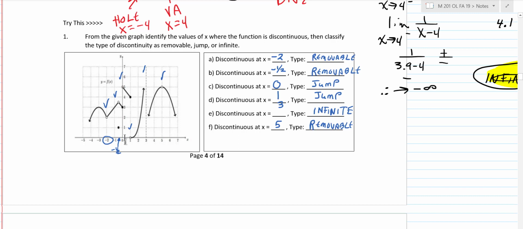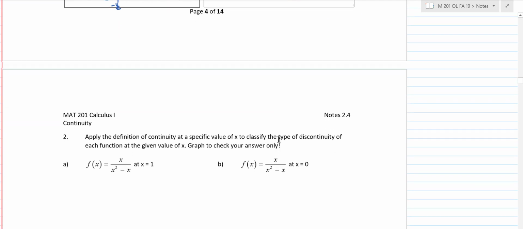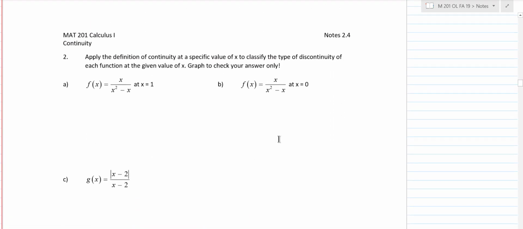So let's see. 0 was jump. That's because the limit does not exist. And the second at 1, that's jump. Again, the left and right hand limits exist, but they're unequal. And then 3 is infinite. The left and right hand limits both go to infinity, plus or minus infinity. And then finally at 5, that's removable. On removable, the limit exists, but the value of the limit is not the same as the function value. All right, so let's move to the next thing here.